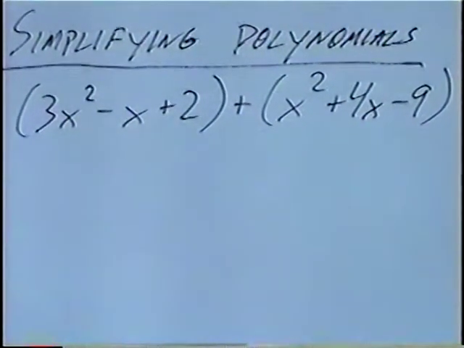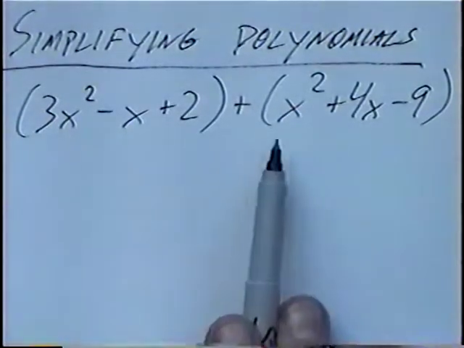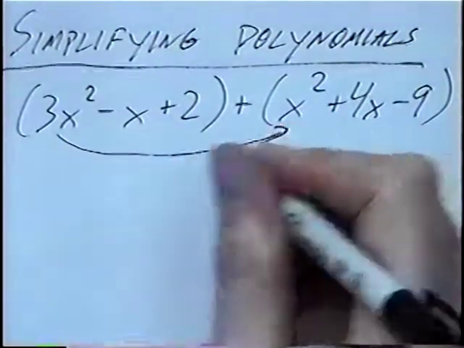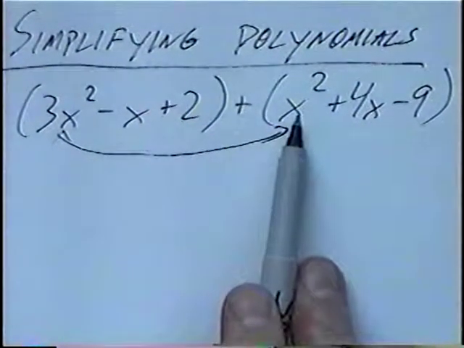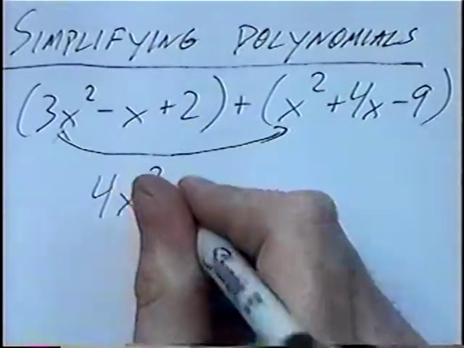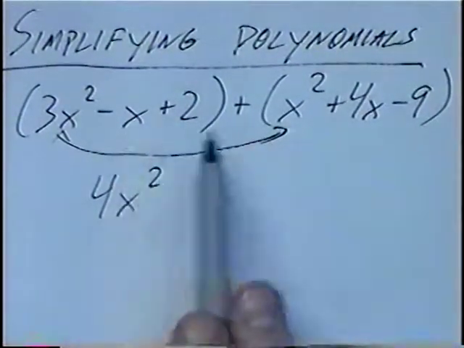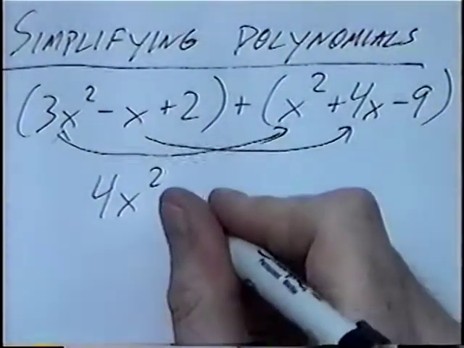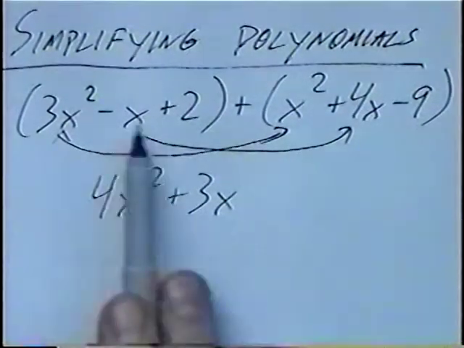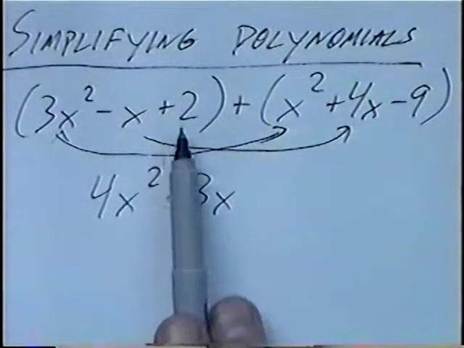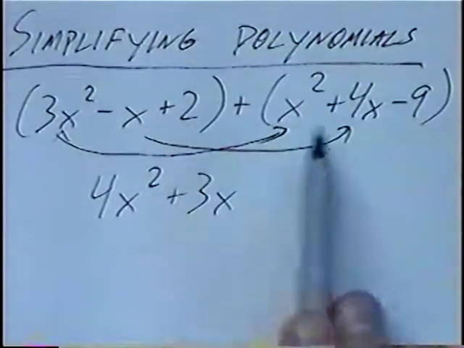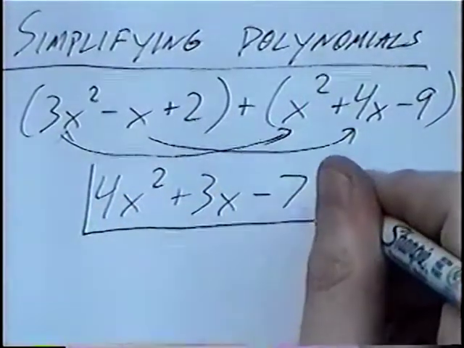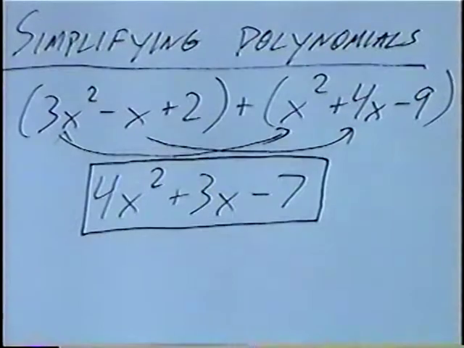To simplify polynomials, we can combine like terms. Like terms would be the same variable and same exponent. Combining the x squareds together, we'll have 3x squared plus another x squared, which would be 4x squared. Combining the x's, negative x plus 4x would be plus 3x. Negative 1 plus 4 would be 3. And 2 plus a negative 9, or 2 minus 9, would be negative 7. So our final answer, 4x squared plus 3x minus 7.